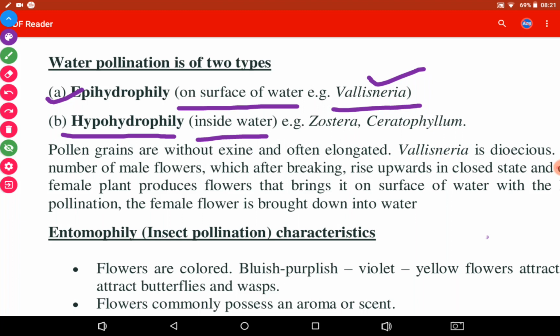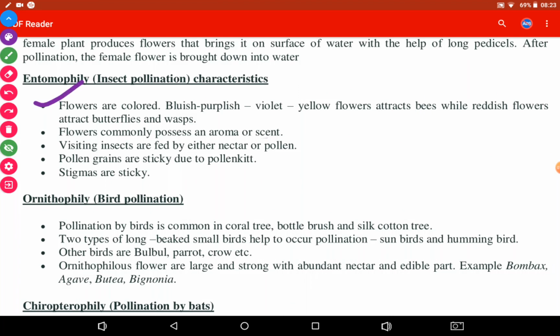And hypohydrophily, inside the water. Whenever the flower is completely submerged inside the water and pollination takes place, this is called hypohydrophily. Zostera and Ceratophyllum are the best examples of this. This is the special case. When a special case is given, you can pause this video and study about this. Okay, now we'll discuss entomophily.